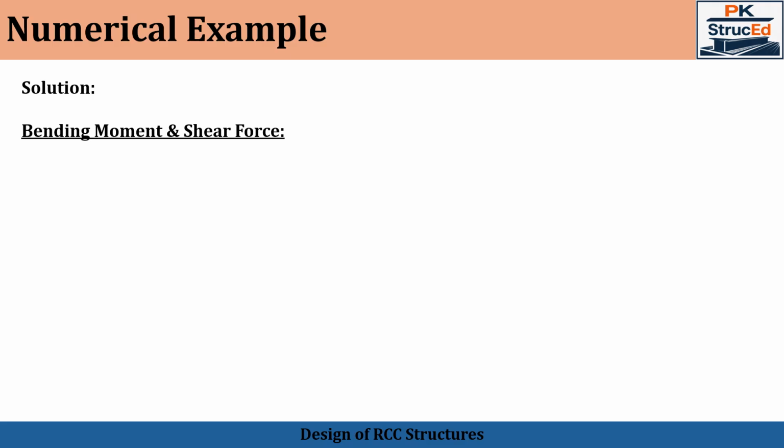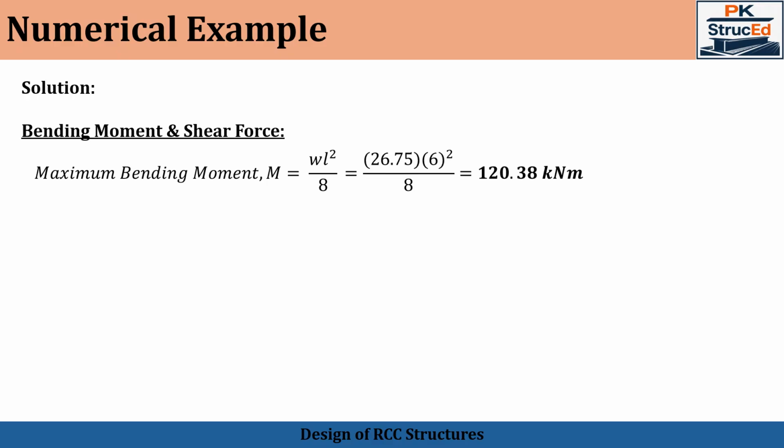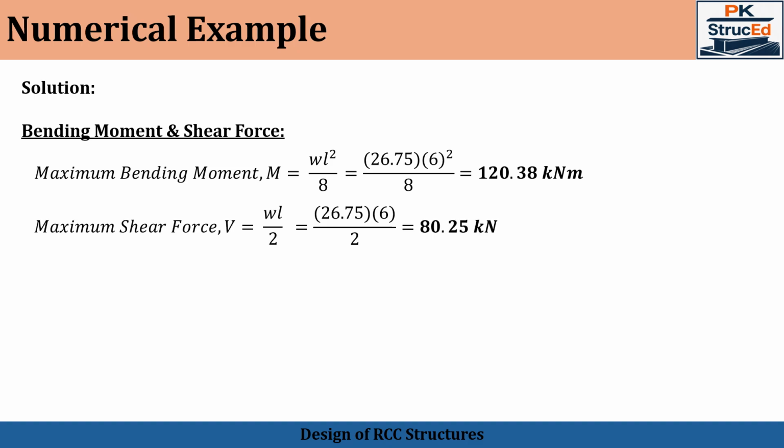Next, we can calculate the bending moment and shear force. For a simply supported beam with a UDL, the bending moment will be calculated as M is equal to WL square by 8 and shear force V is equal to WL by 2, which we used in the singly reinforced section, where W is the total service load and L is the effective span. Substituting the values, we can calculate the maximum bending moment and the maximum shear force.